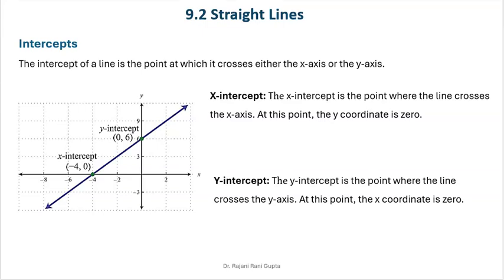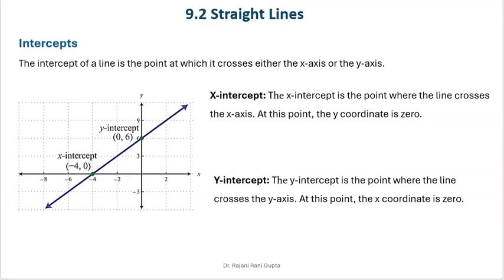Hello everyone. In this video, we are going to discuss some concepts of straight line. So let's talk about the intercepts. How do we define intercept? The intercept of any line is defined as the point at which it crosses either the x-axis or the y-axis. So the point where the line crosses x-axis or y-axis, we call it an intercept.